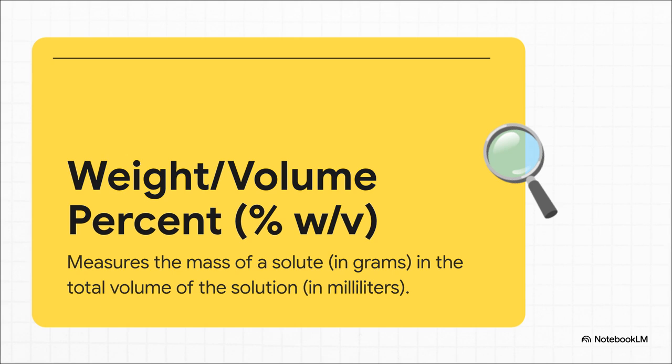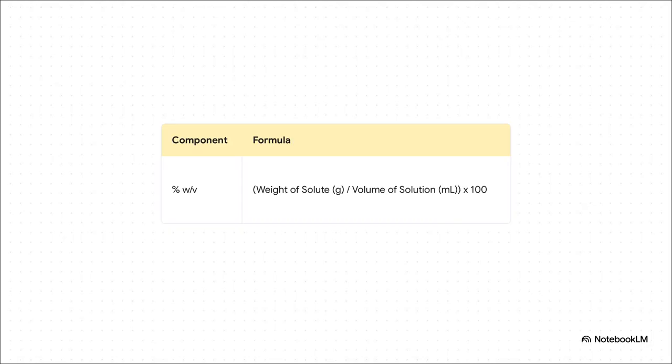Here, we're measuring the mass of the solute in grams, but we're comparing it to the total volume of the solution in milliliters. So this time, it's weight compared to volume. This one is incredibly common in medicine and biology labs. And here's the formula. It looks similar, right? But the key, and I mean the absolute key, is to remember the standard units here. The weight is always in grams and the volume is always in milliliters.